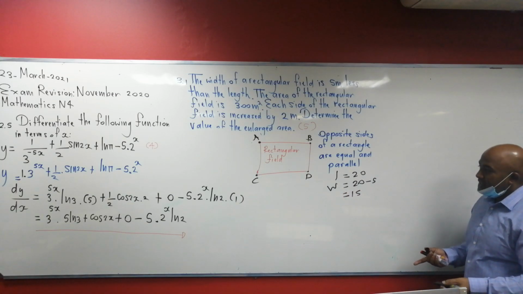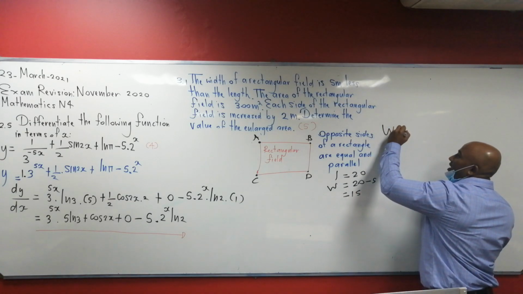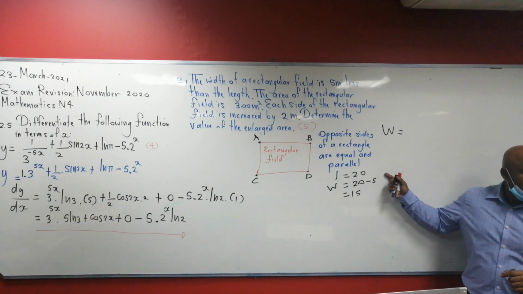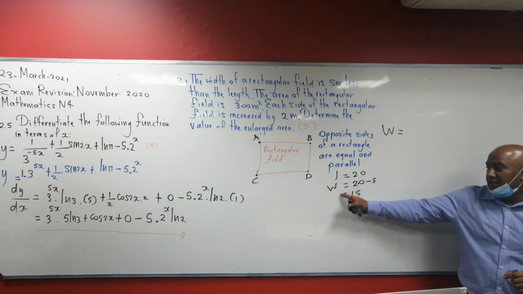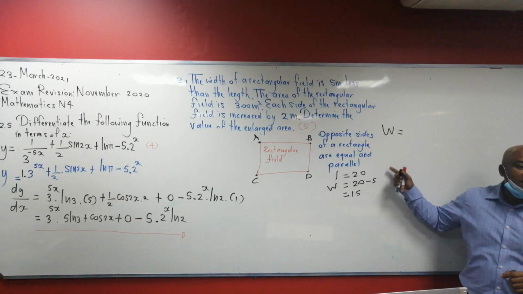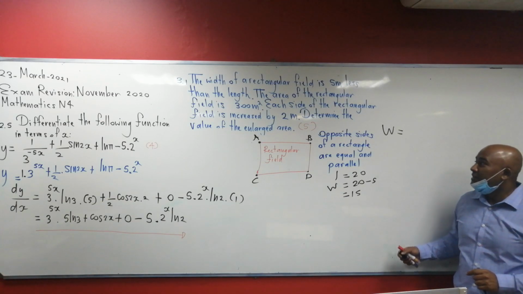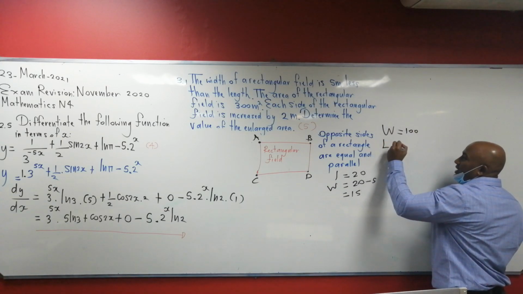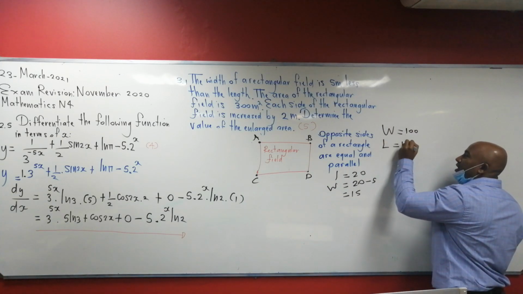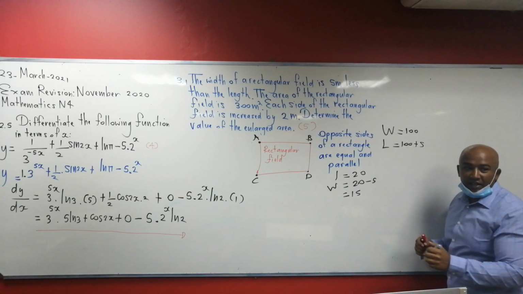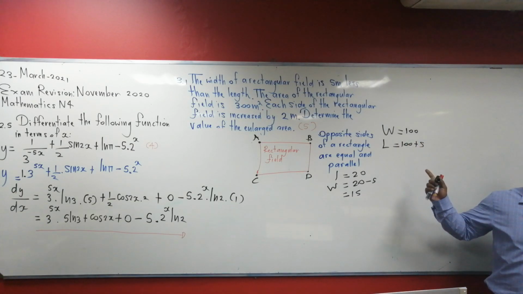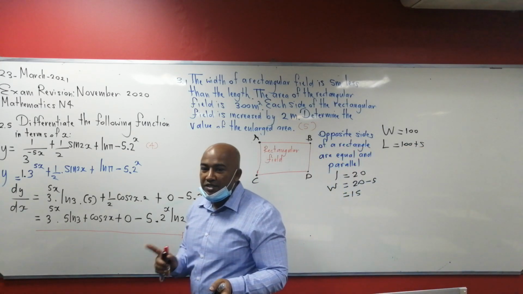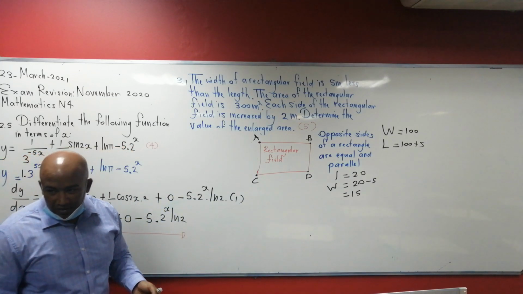Another way to look at it is if you identify the width first. Here I identified the length first. I called the length 20, and then I said the width is 5 less than 20, so it's 20 minus 5. So now if I say the width is, let's say, 100, then the length will be 100 plus 5, because the length is 5 more than the width. You understand? Depends on what you're starting with. So there's two versions, but you're going to come to the same answer.